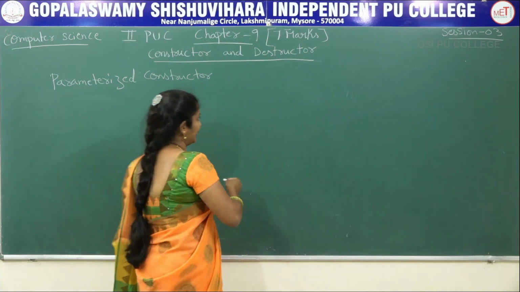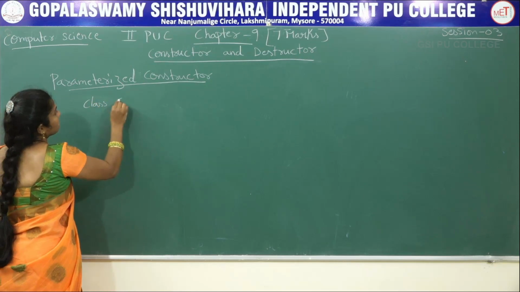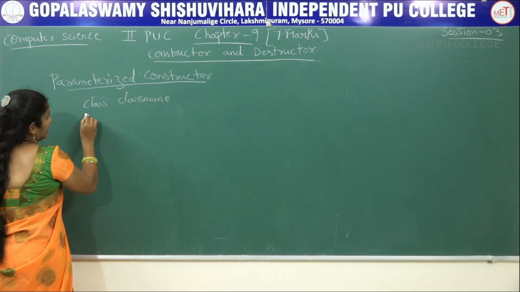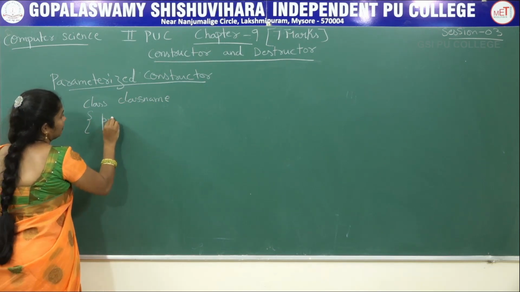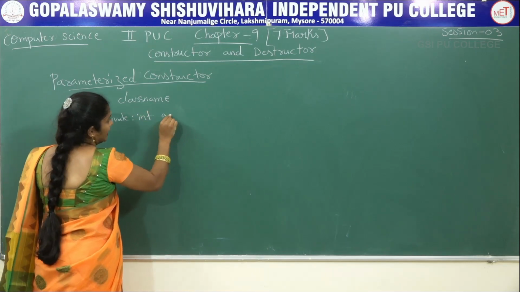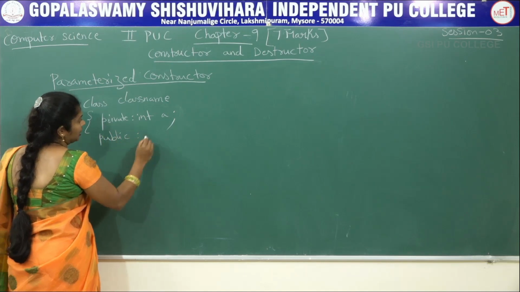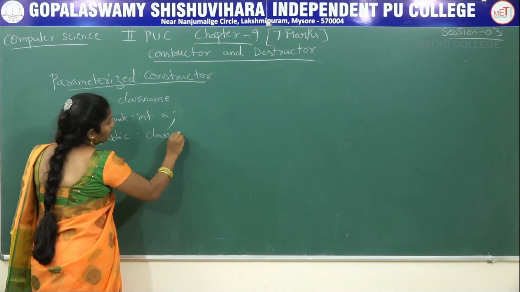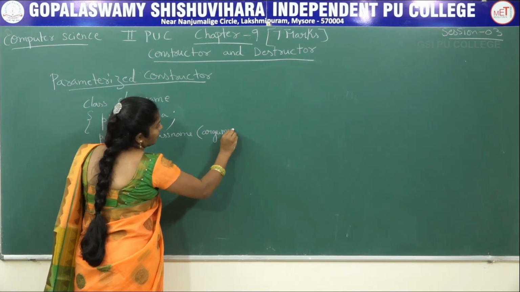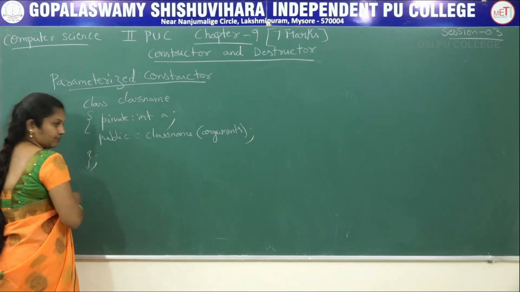When you want to write the syntax, first as usual, class, then class name. Here in the private section we can declare the variable, for example int a. Then in the public section we will declare the function, class name, inside the bracket arguments, then close the class. This is the syntax.